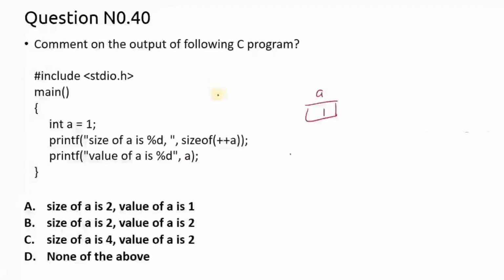Coming to question number 40. Here initially a equals 1, I have written. Printf size of a is percentage. So the sizeof operator you are using, sizeof plus plus a. Now you can observe plus plus a is given, of course some increment you can say. Even if it is plus plus a or you increment the value, the data type is not changing.